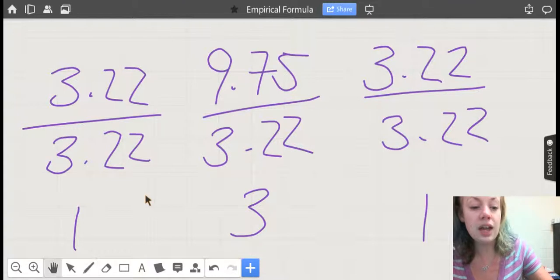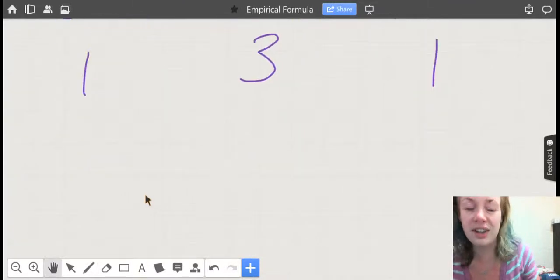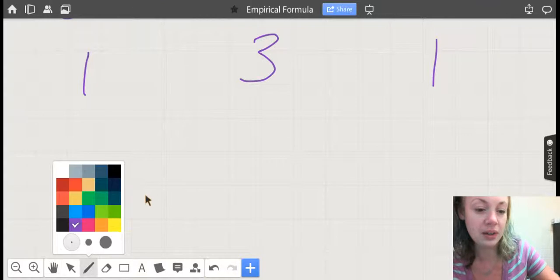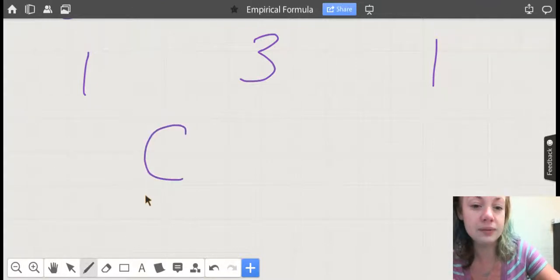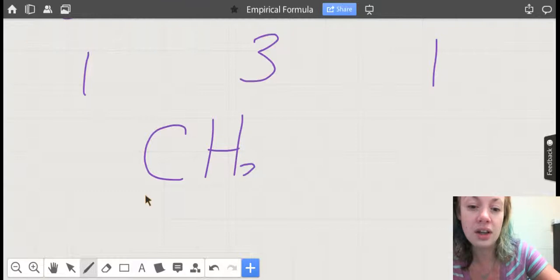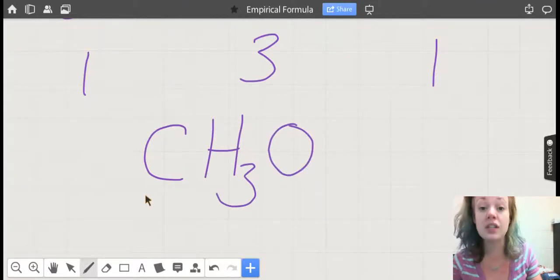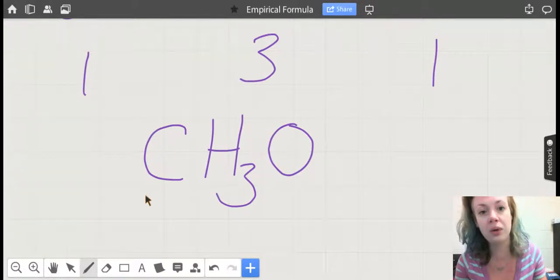So this means that I can now write out the empirical formula for my compound. I have 1 carbon, 3 hydrogens, and 1 oxygen. This is the empirical formula for the compound. It's not the actual formula. That's called the molecular formula. But this is the smallest whole number ratio of the atoms to each other.